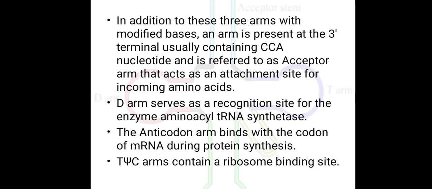The D arm serves as a recognition site for the enzyme aminoacyl tRNA synthetase, which is applicable during the aminoacylation of the tRNA molecule. The anticodon arm binds with the codon of the mRNA molecule; during the decoding of the codons on the mRNA molecule, this anticodon loop is used. The T-psi-C arm contains the ribosome binding site; during the translation process, whenever this tRNA molecule binds with the ribosomes, this arm is helpful.